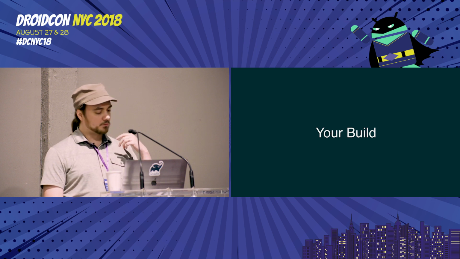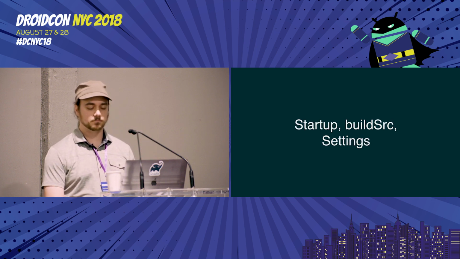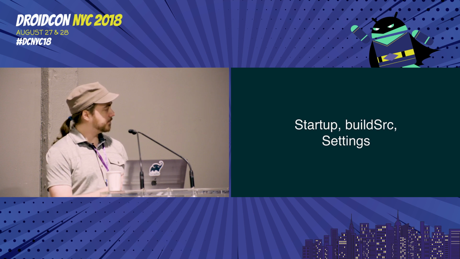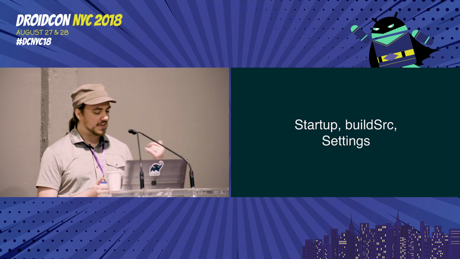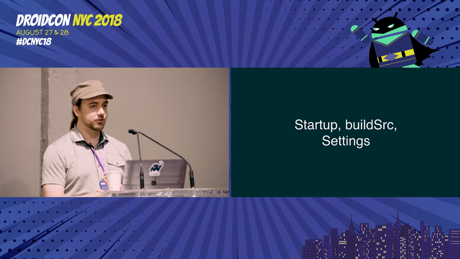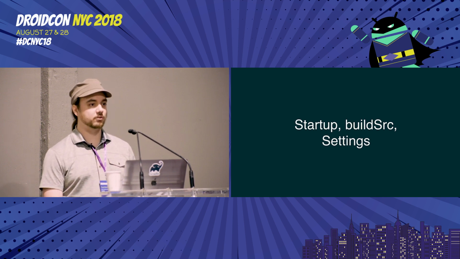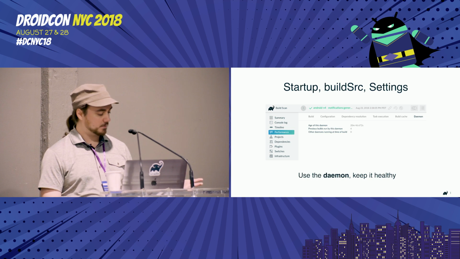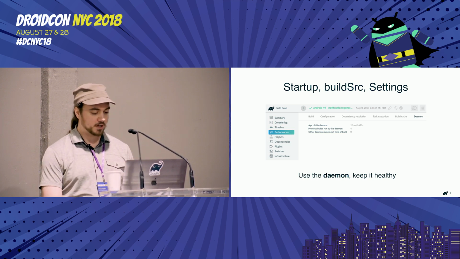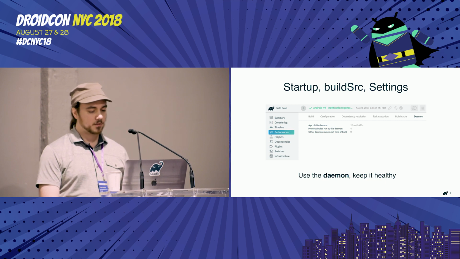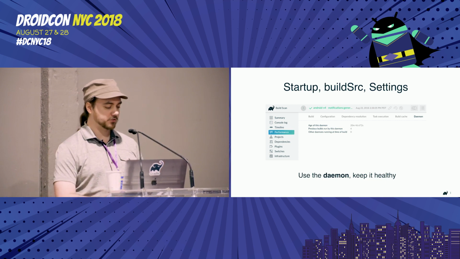Now I'm going to talk about your build step by step. The first part of the build is startup, compiling anything you might have in buildSrc, and also evaluating your settings file. And my advice here is short and sweet. You want to use the daemon. You want to make sure it's healthy and that you're not restarting it all the time. The longer it runs, the better and faster your builds get.